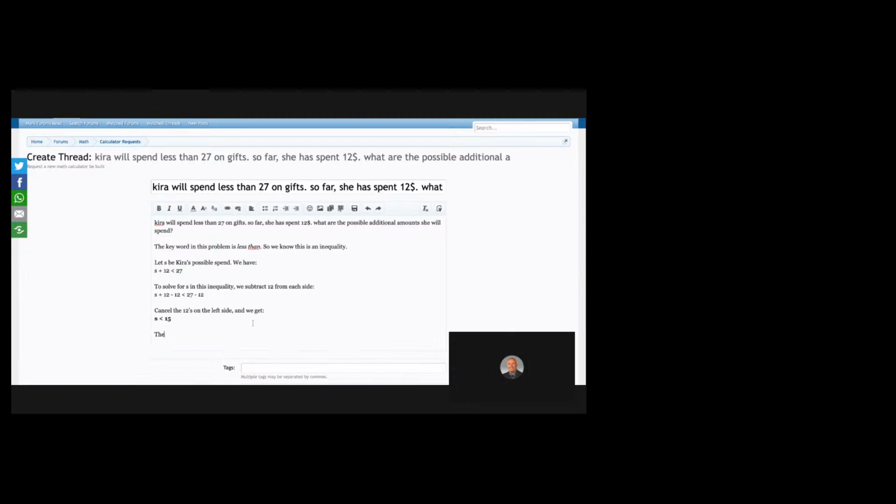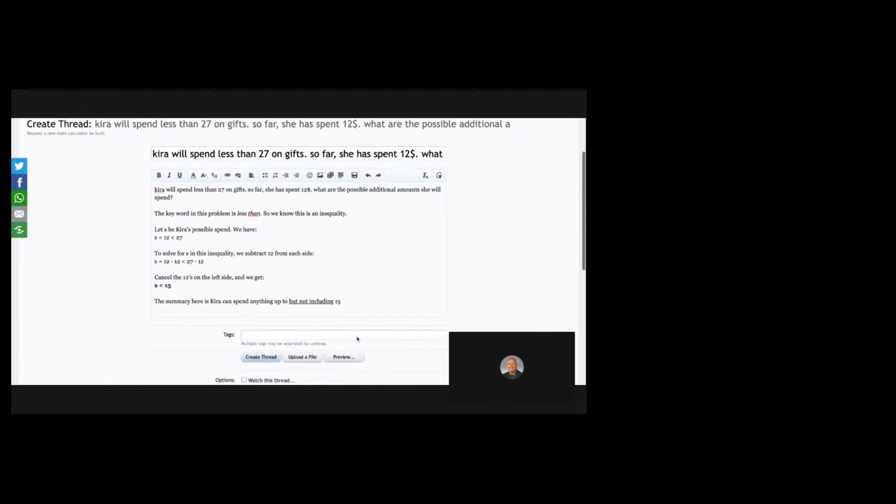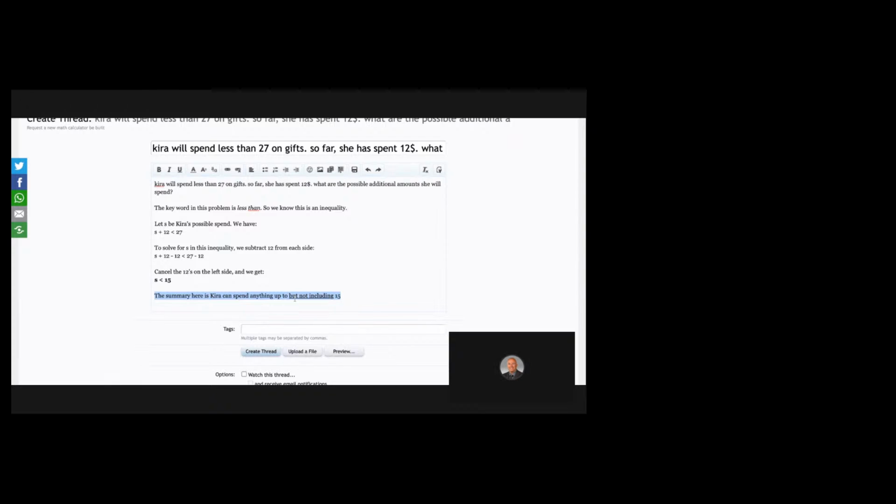So the summary here is Kira can spend anything up to, but not including 15. So your final answer is S less than 15. So we got an inequality set of expressions.